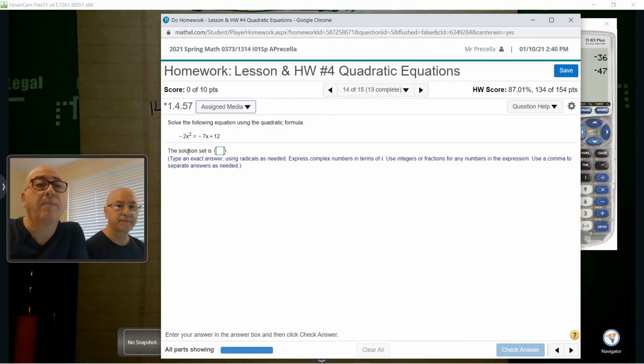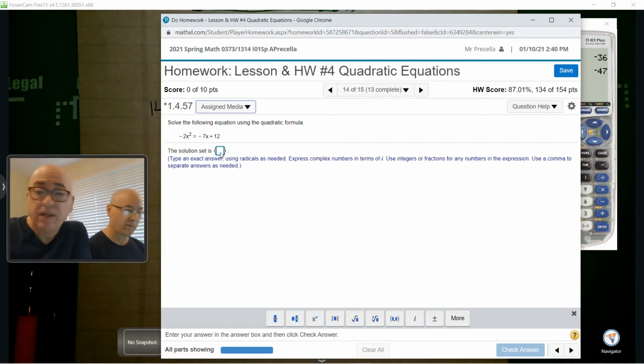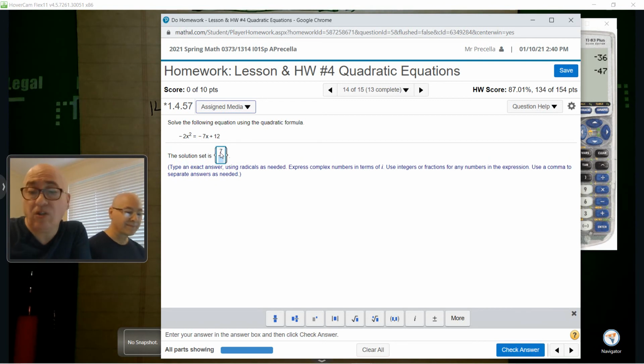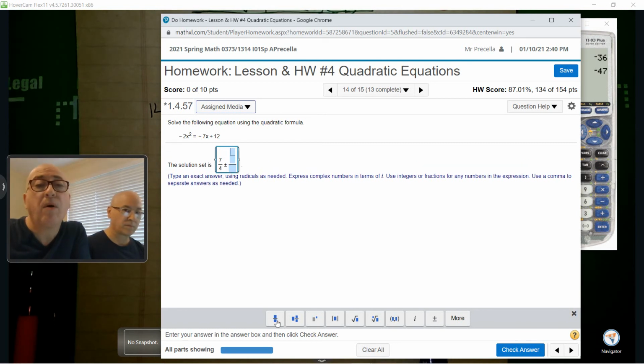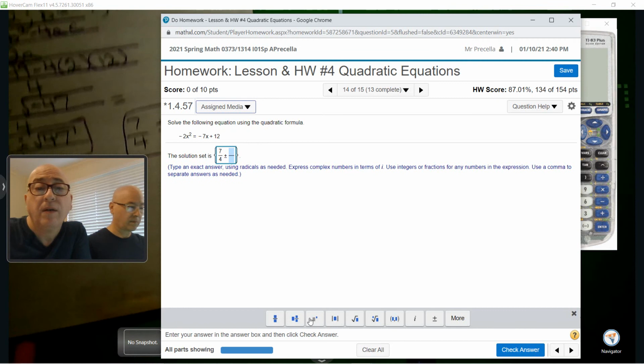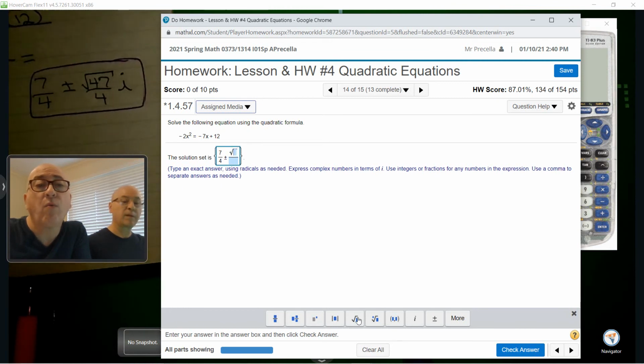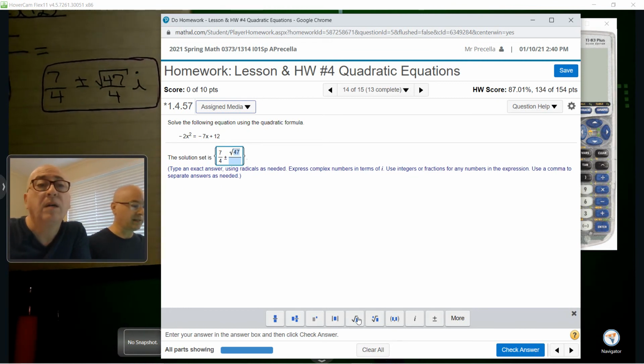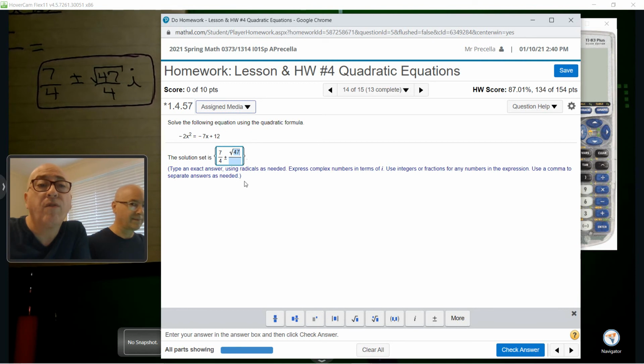Oh, I guess I'll type in the second one just to show. That'll go 7/4. Get out of the denominator before you click the right arrow. Just type it up. Plus minus. I'm going to use the fraction bar. Hit the fraction bar twice. Is that a square root of 47? Can you see it there? Yes. Over 4.